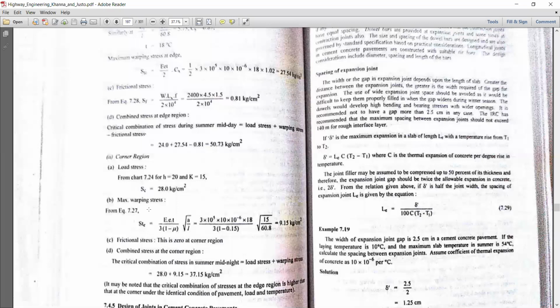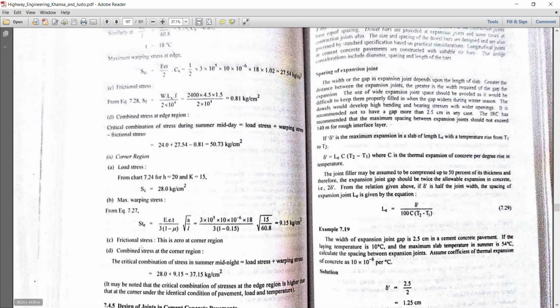Similarly, the warping stress equation for corner region is E epsilon T upon 3 (1 minus mu) times root A upon L. Substituting E value, epsilon value, T temperature value, and mu value. A is the radius of contact area given in the question as 15, and L is the radius of relative stiffness, 60.8. Together, substituting, you will get 9.15 kg per centimeter square.